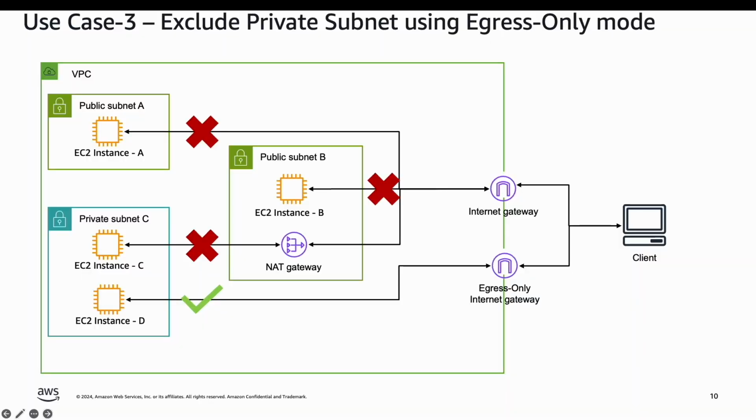So our next use case will be where we will exclude only our private subnet C, and this time we'll use our exclusion mode as egress-only mode. When we do that, only the instance D which is connecting to the internet over IPv6 will be able to connect, and all other instances will be blocked from the internet access. So let's go to the console and see how we can do that.